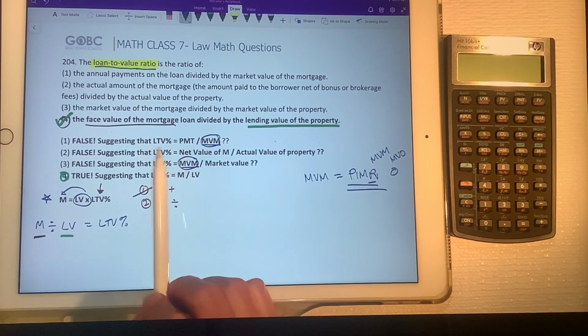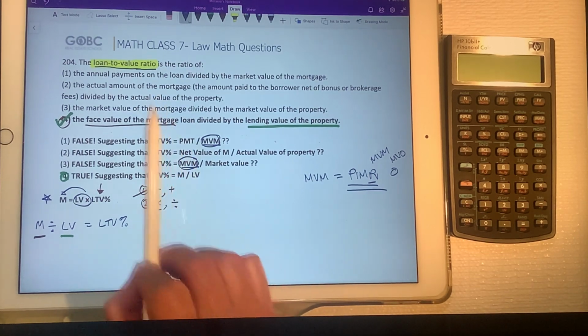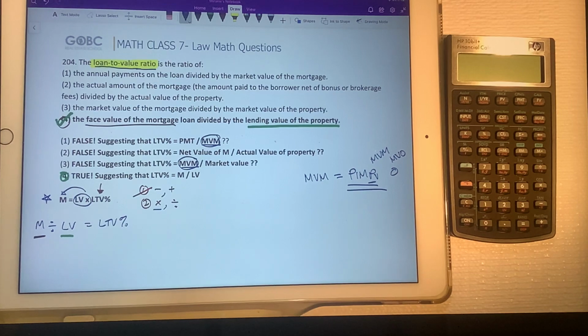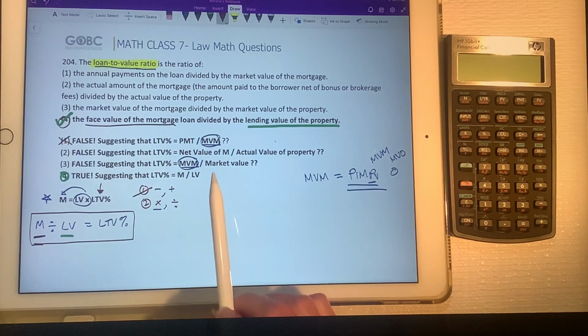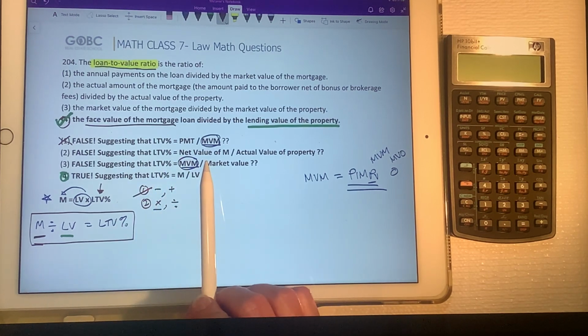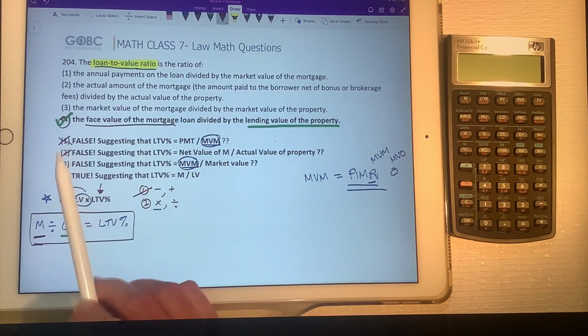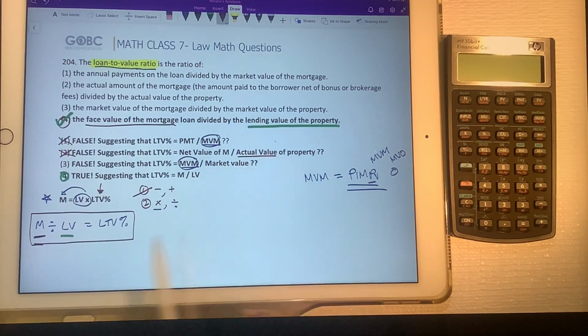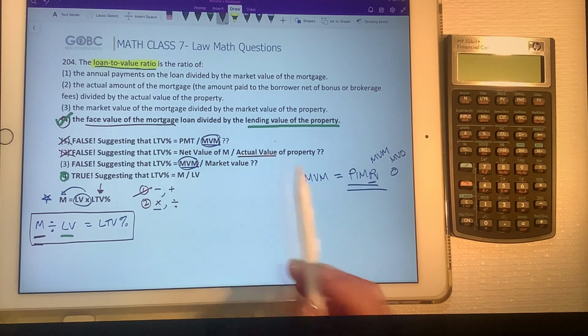Okay, so they're suggesting that the loan to value ratio is equal to the payment divided by the market value of the mortgage. No, that's false, because the rearrangement tells us that this is the correct representation, just like numbers 2 and 3. It's saying that the loan to value ratio is equal to the net value of the mortgage divided by the actual value of the property. So actual value should be your lending value, but actual value is kind of vague.